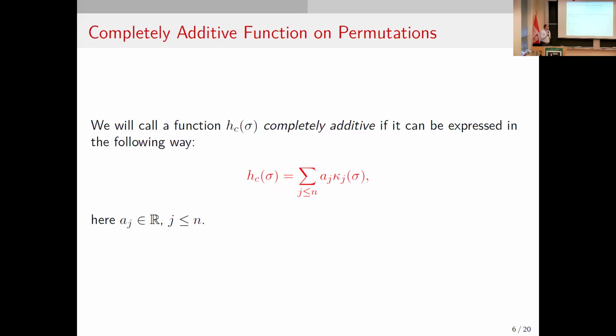Now we can start talking about functions that are defined on permutations. A first function class we will call completely additive, and it will be functions that can be expressed as a linear combination of the random structural vector. If we were to look at traditional number theory, then those functions would be additive arithmetic functions.